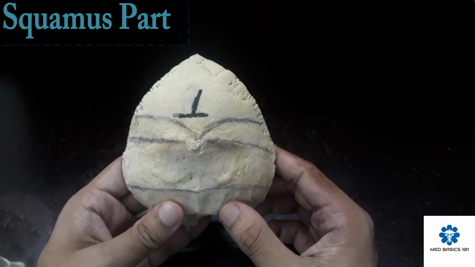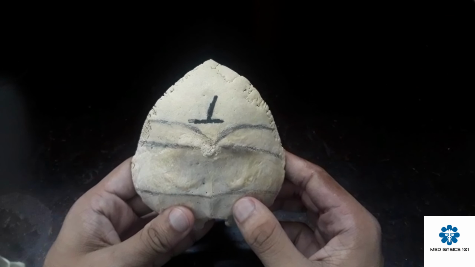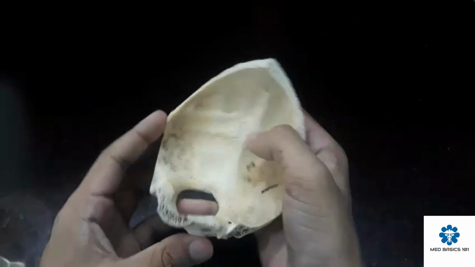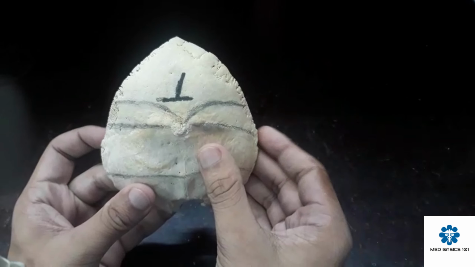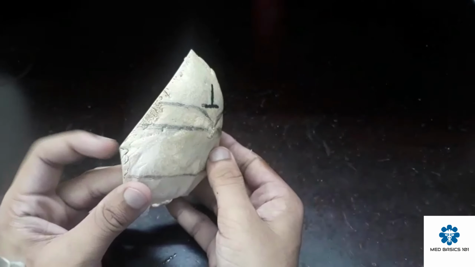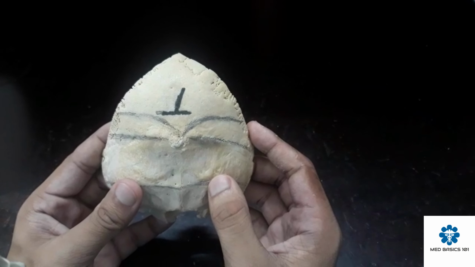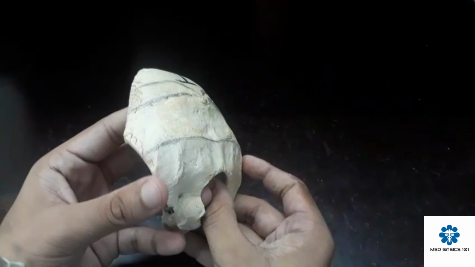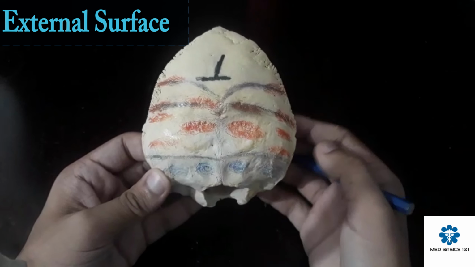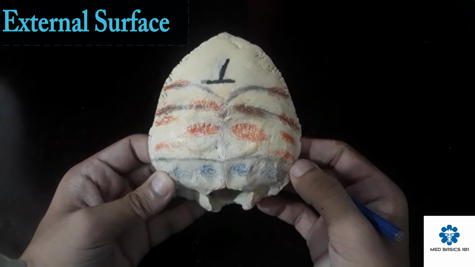Now we'll talk about the squamous part of occipital bone. It has two surfaces, external surface and internal surface, three angles, one superior angle and two lateral angles. These are the two lateral angles, and four borders, two superolateral and two inferolateral. This is the external surface of squamous part of occipital bone.